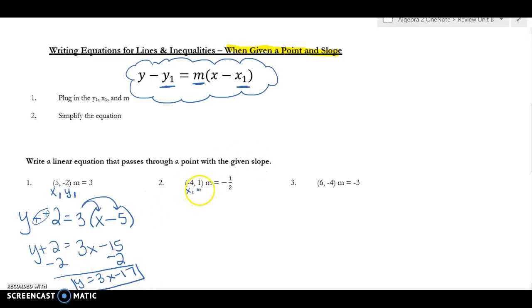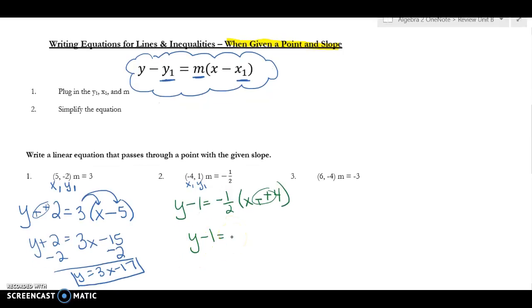Same thing here, x1, y1, and I'm probably going to switch colors just so that I have space and you can see. So it'll be y minus my y1, which is 1, equals my m, -1/2, x minus x1, -4. So 2 negatives become a positive. So I bring down my y minus 1, and when I distribute, I get -1/2 x minus 2, because half of 4 is 2. And then I add 1 to both sides, and I get y is equal to -1/2 x minus 1.